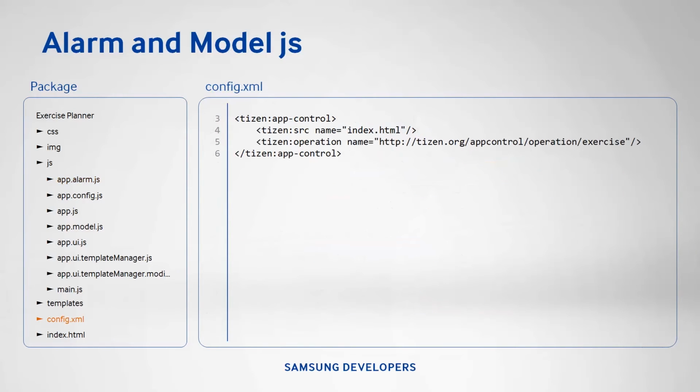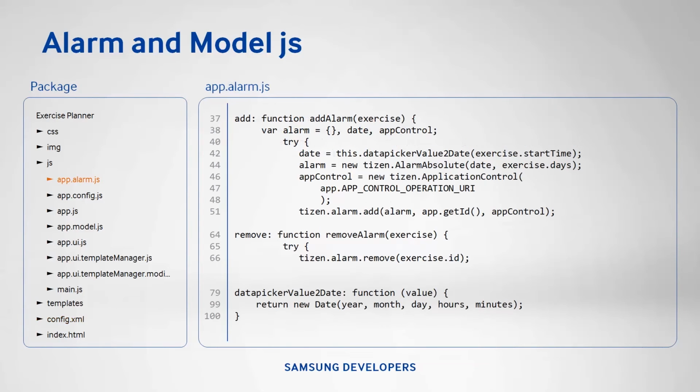Taking a quick peek at our config.xml source, we can see that we're using the Tizen app control tag. It has a subtag named Tizen operation. When the alarm goes off, the phone will be looking for an app with this specific tag. The source tag points to index.html, which is meant for the app's notification.